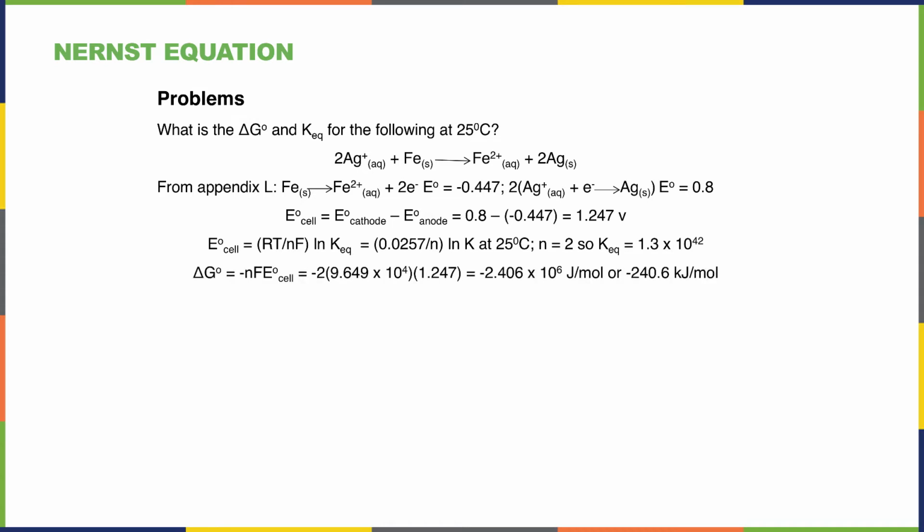And then delta G is equal to minus NF E0. N is 2 again. Faraday's constant is 9.649 times 10 to the 4th. And the E0 is 1.247. Again, if you do the math here, you get minus 2.406 times 10 to the 5th joules per mole, or minus 240.6 kilojoules per mole. So this is a spontaneous reaction, obviously, both from the voltage perspective and from the delta G perspective.